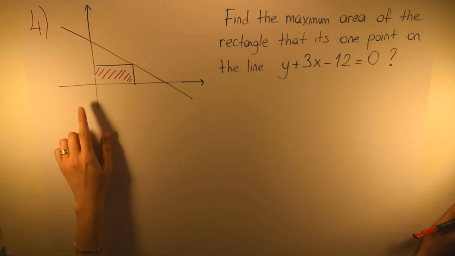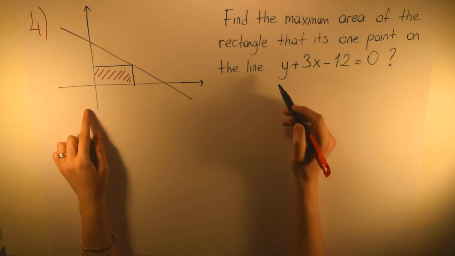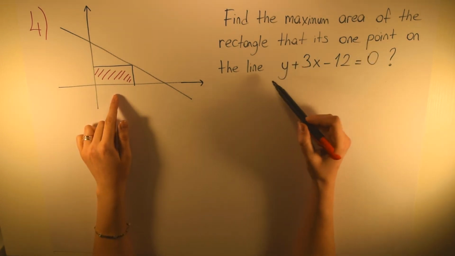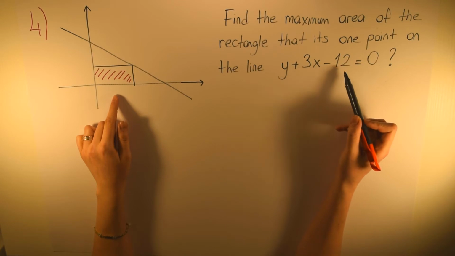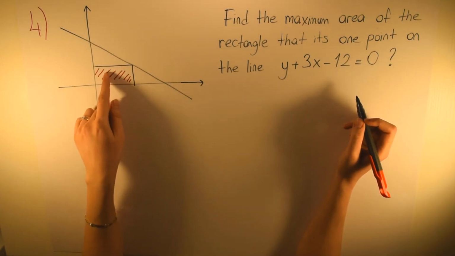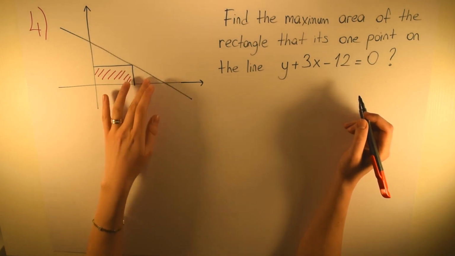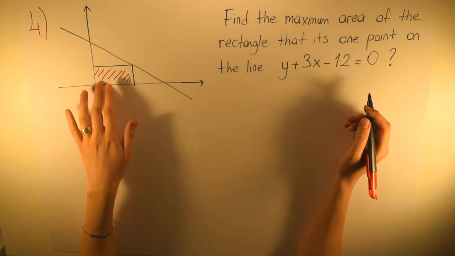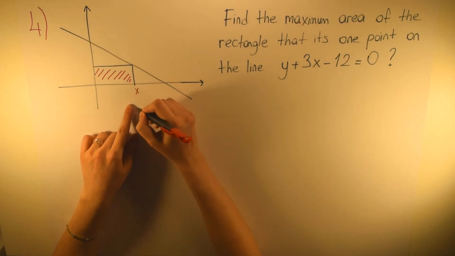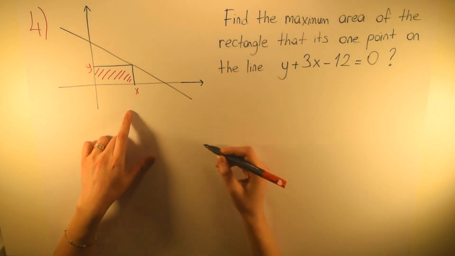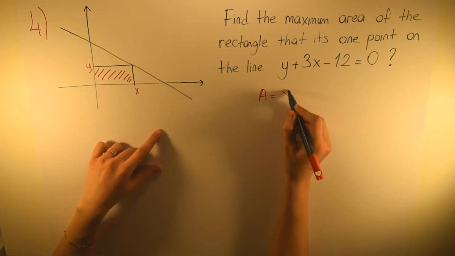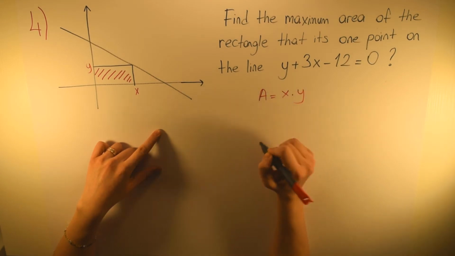Let's continue with this question. Here we have: find the maximum area of the rectangle that has one point on the line y plus 3x minus 12 equals 0. So here we have this rectangle and it asks for the maximum area of this rectangle. Let's say this is our x point, this is our y point. So the area of this rectangle is equal to x times y, right?